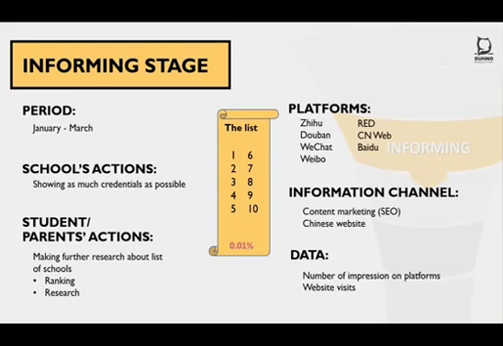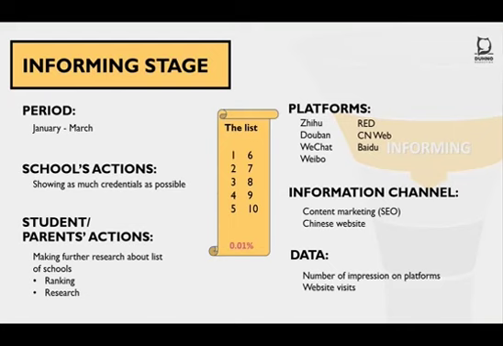In terms of students' and parents' actions, they are doing further research about the list of schools. We just talked about the rankings, a couple of research items, researchers, and publications that are made by this school. On the platforms, we have here Zhihu, Douban, WeChat, Weibo, Red. The Chinese websites can be really important at this level, and Baidu for the search.